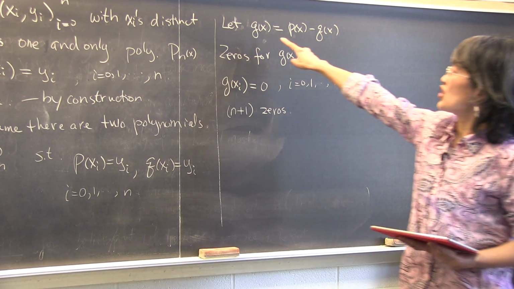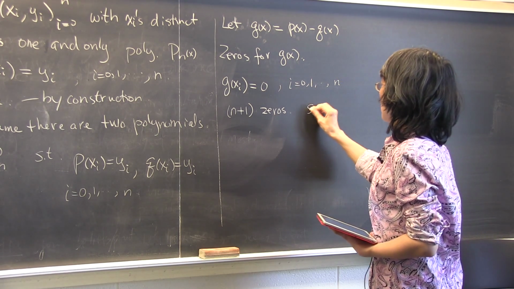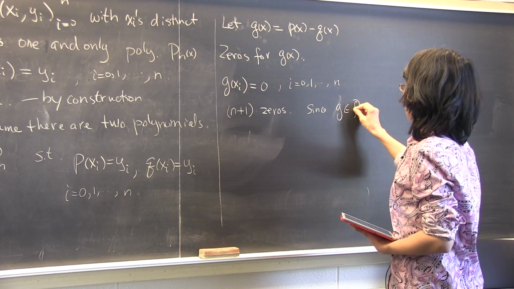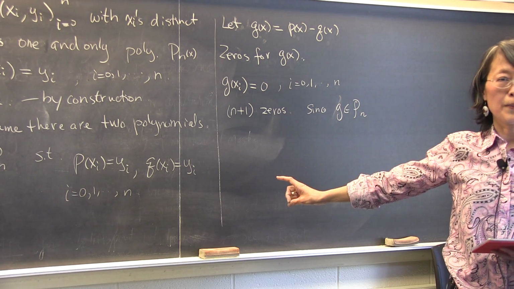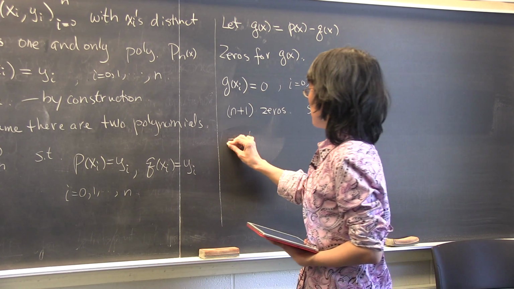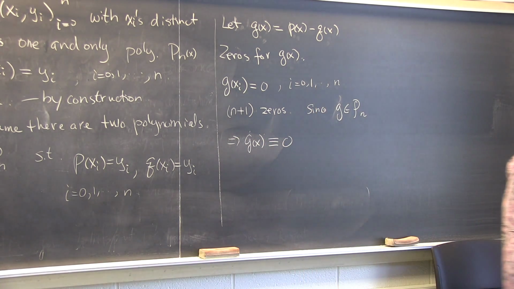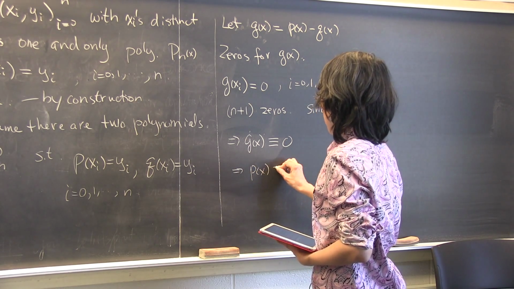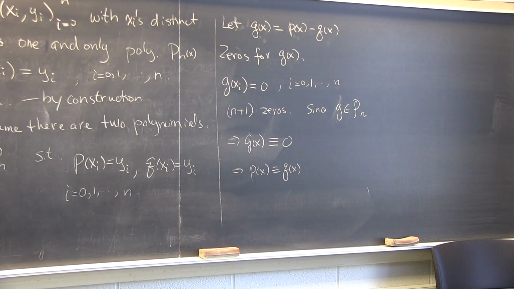And now pay attention, g is a polynomial of degree n minus a polynomial of degree n. So g is itself a polynomial of degree n. Agree? And it has n plus 1 zeros. What can it be? By that theorem, g of x must be identically equal to 0. Okay, then you're done. Then p must equal q, and they are the same function. Identically equal to q. Therefore, there's only one.